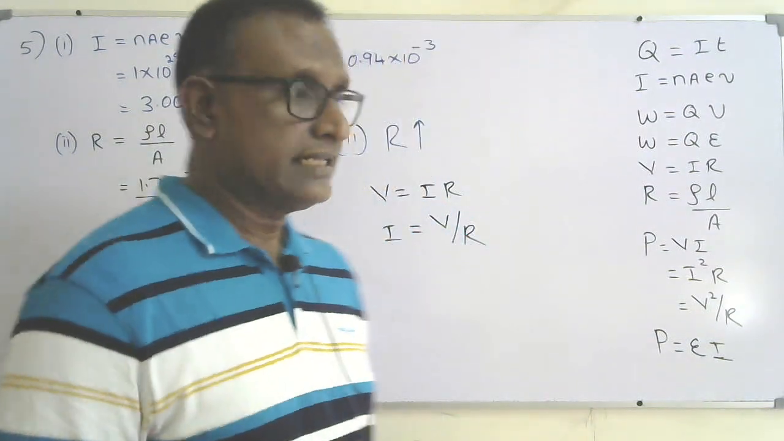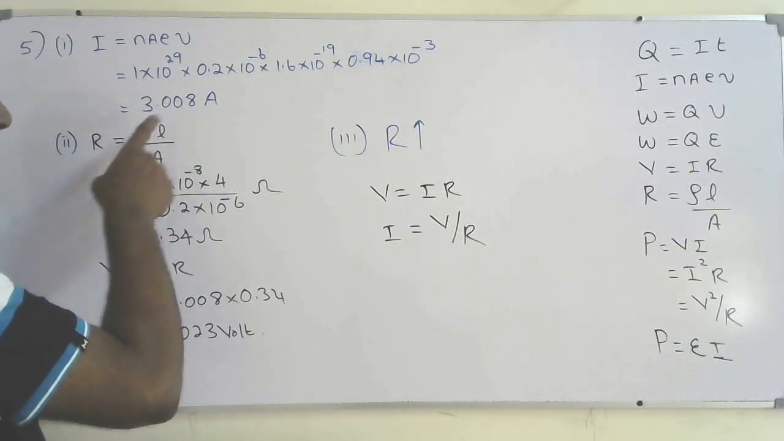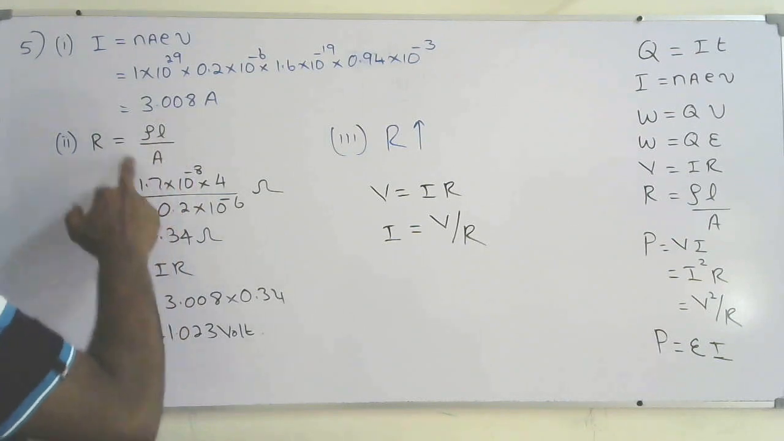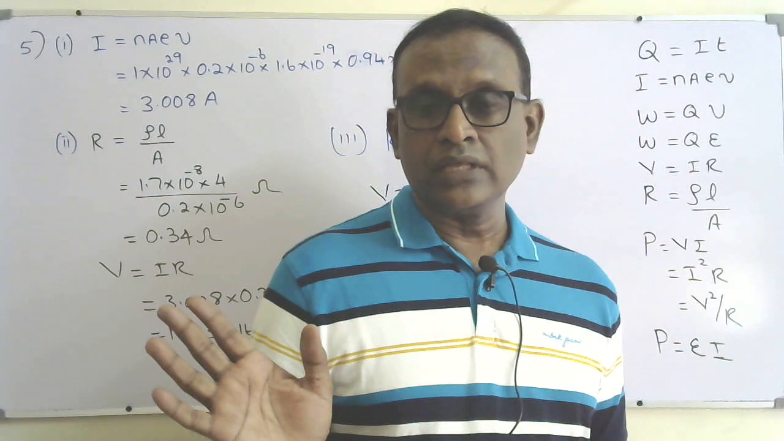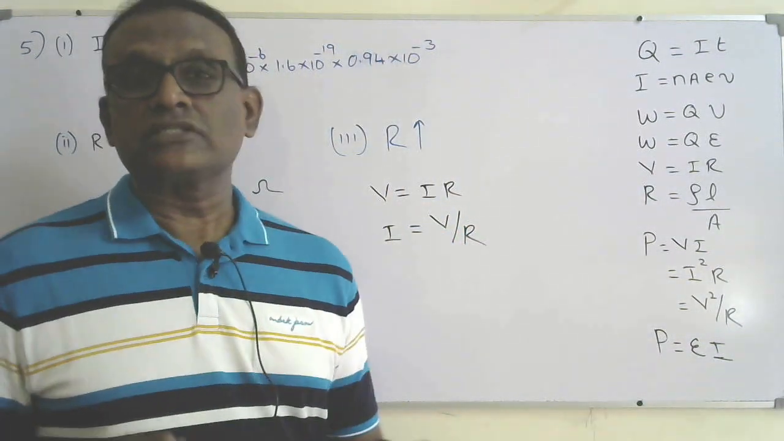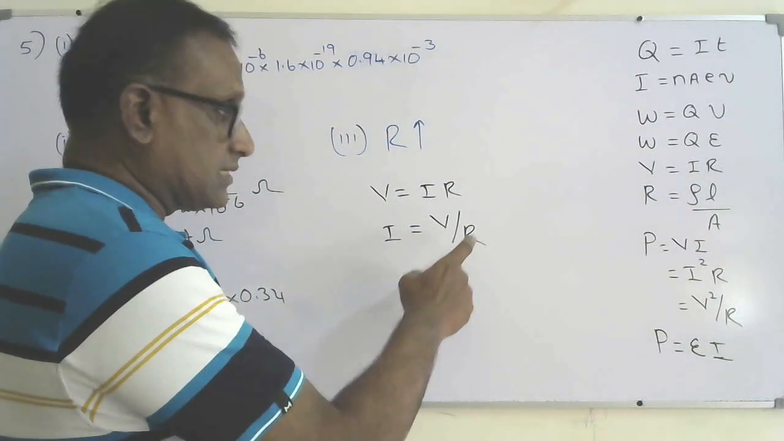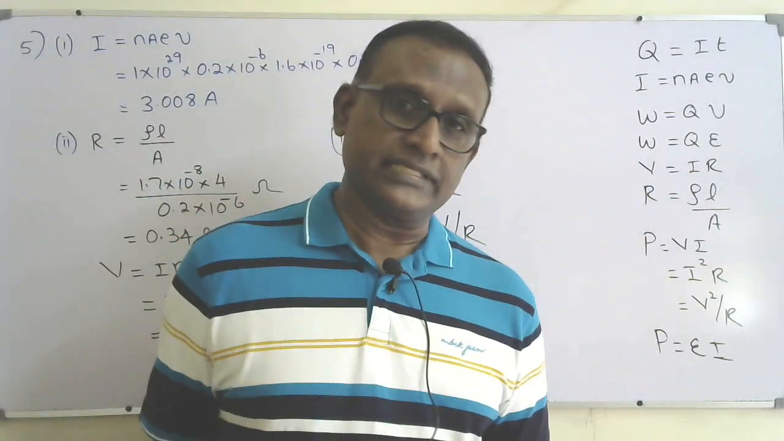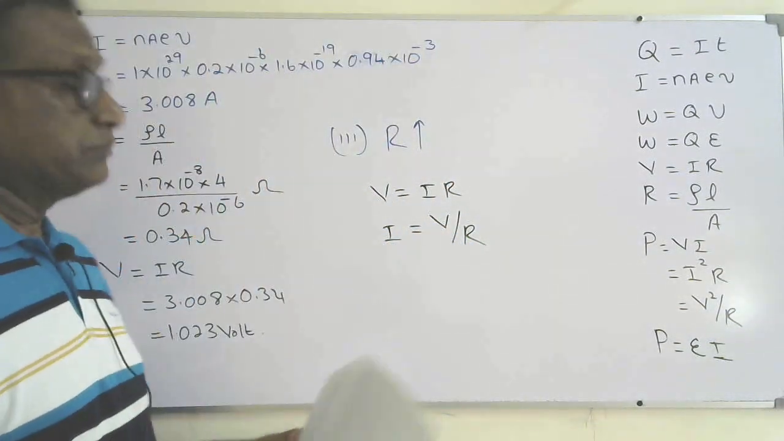Okay, again I'll say that. First you should say, since the second wire has greater resistivity and the same dimensions as the copper wire, according to R equal rho L over A, the second wire will have greater resistance than the copper wire. Then you should say, since the same potential difference is applied across the second wire, according to V equal IR, that is I equal V over R, since R is greater, the current flow in the second wire will be lower than the current flow in the copper wire. That should be the answer for the third part of this question.